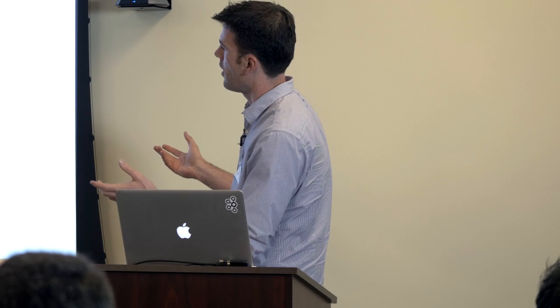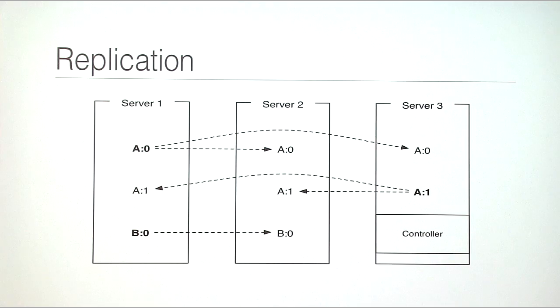If a write came in for A0, it would come into server 1, and it would replicate out in parallel to the two followers, server 2 and server 3. If something comes in for B0, it's going to replicate out to the single follower.